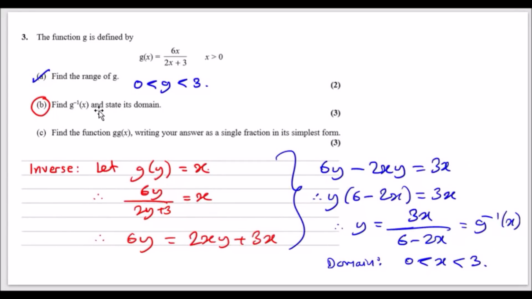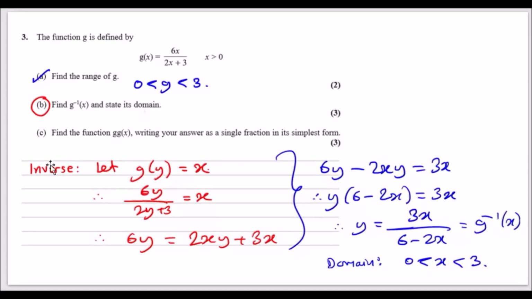So find the inverse function and state its domain. Well, I'll tell you right now, the domain of the inverse function is always the same as the range of the normal function. So if this is the range, then the domain would be between 0 and 3 for the inverse. Makes sense, they're inverted. Now, let's have a look.